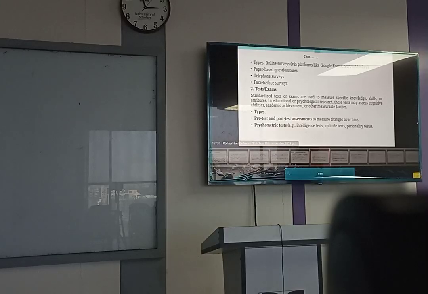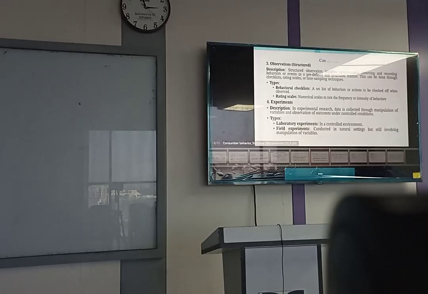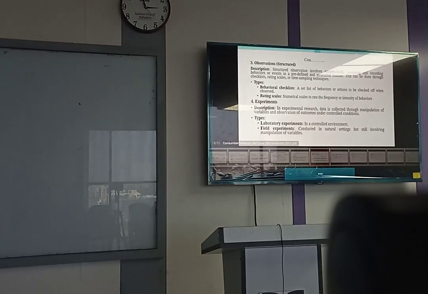Pre-test means before the test, post-test means after the test. Psychometric test for doing intelligence test, aptitude test and personality test. Psychometric test.